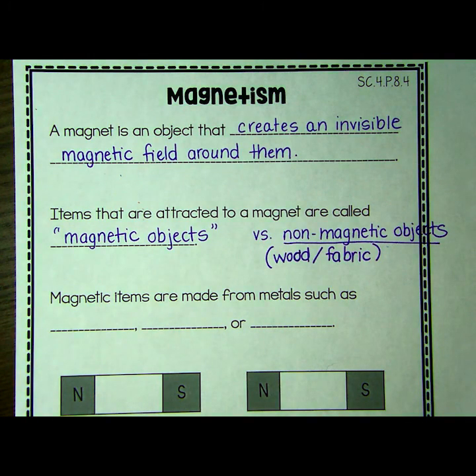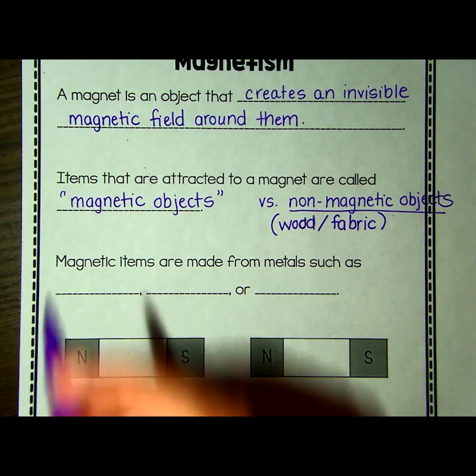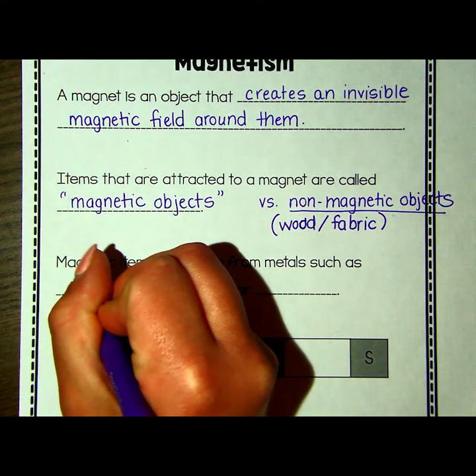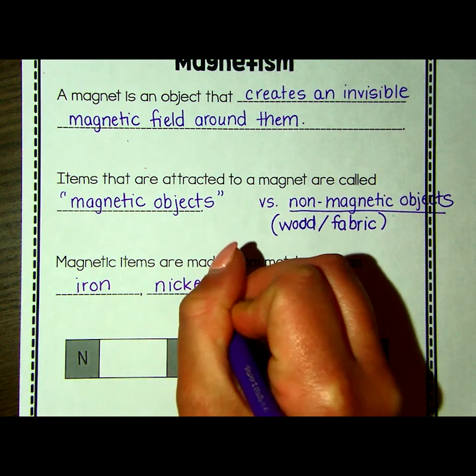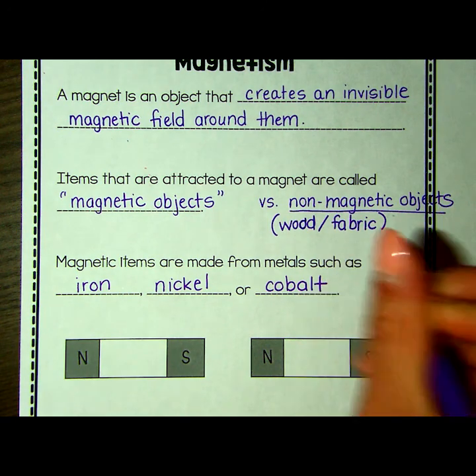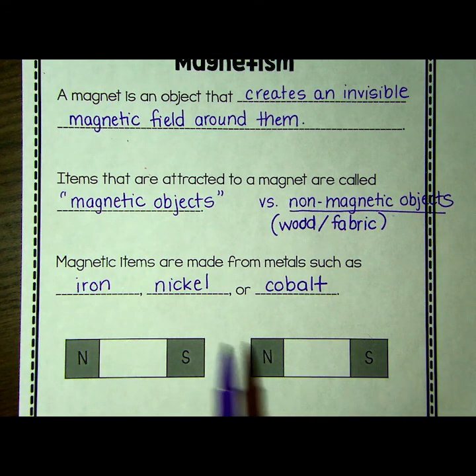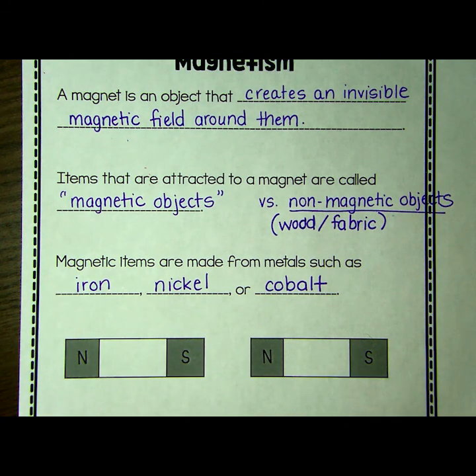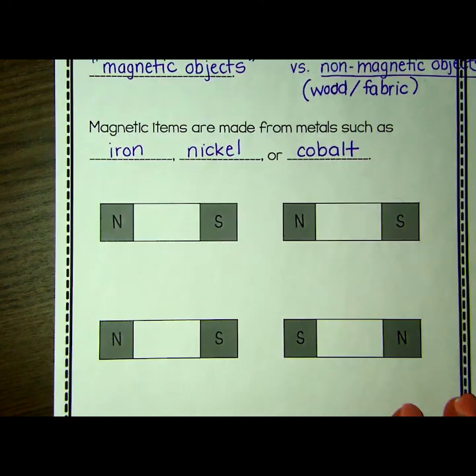So magnetic items are made from metals such as, and in that video he actually identified 3: iron, nickel, or cobalt. He even told us that the Earth creates a magnetic field because the core consists a lot of some of these metals. So after that, we were introduced to these different poles.